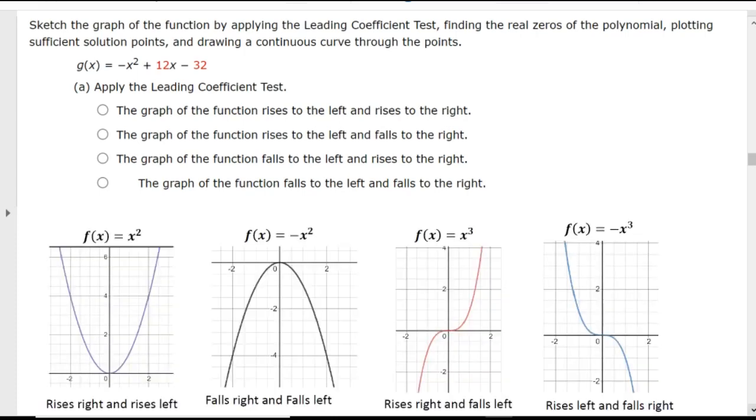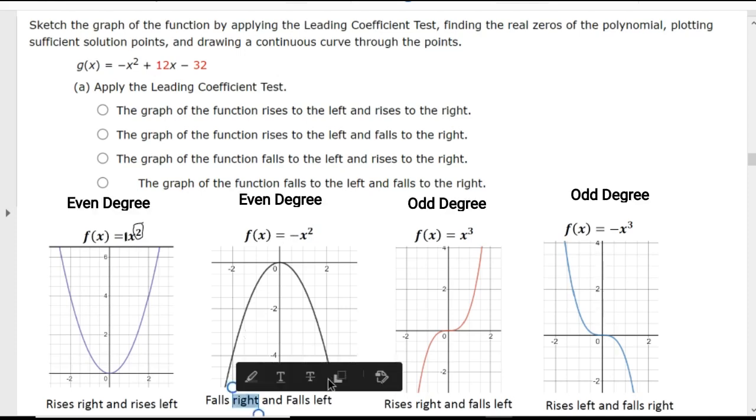As a review, if you look at these four functions, the first one is f of x equals x squared. Something to highlight here is that you have an even exponent and a positive coefficient. If that happens, then your graph is always going to rise to the right and rise to the left. If you have a negative leading coefficient with an even exponent, then your graph is always going to fall right and fall left.